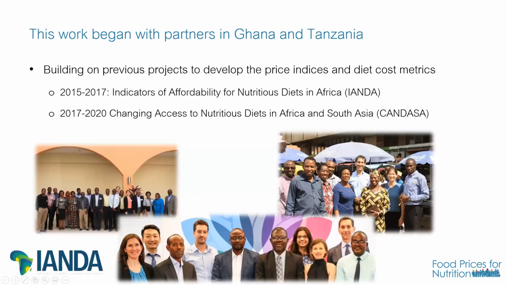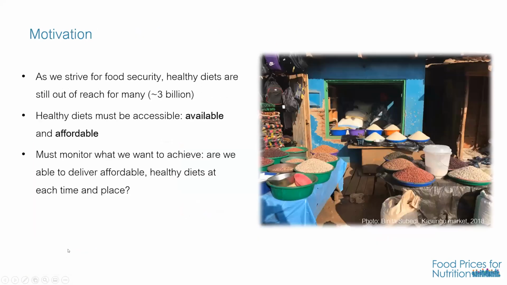And I want to highlight that this work actually began with partners in Ghana and Tanzania. This work began back in 2015 with a different project called the Indicators of Affordability for Nutritious Diets in Africa. And really this work started to develop the metrics in Ghana and Tanzania. So this work has a history in the Africa food environment context. Just to back up a little bit, Will mentioned this at the beginning, but really the Food Prices for Nutrition approach is oriented in the concept of food security.